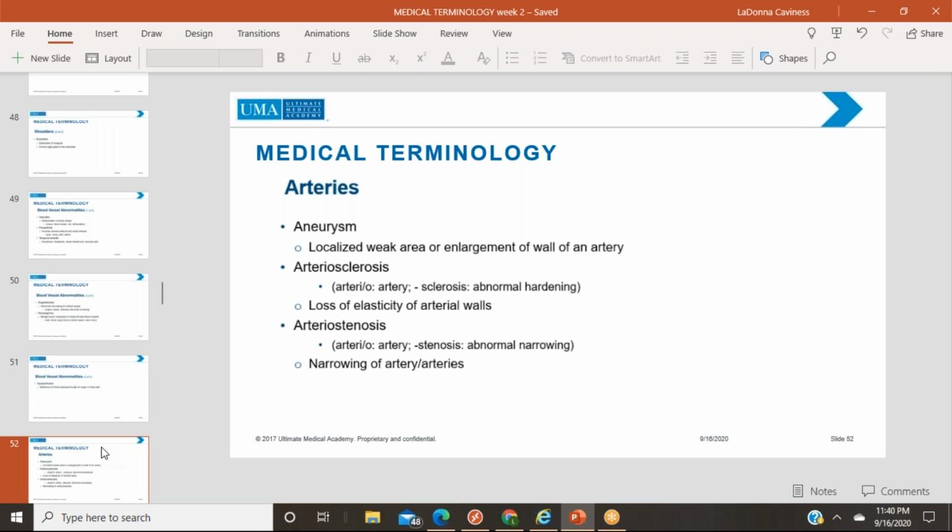Aneurysm, localized weak area or enlargement of the wall of the artery. Arteriosclerosis, arterial means artery, sclerosis, abnormal hardening, loss of elasticity of the arterial walls. Arteriostenosis, arterial refers to artery, stenosis abnormal narrowing of the artery or arteries.